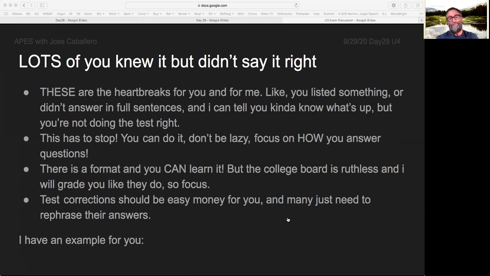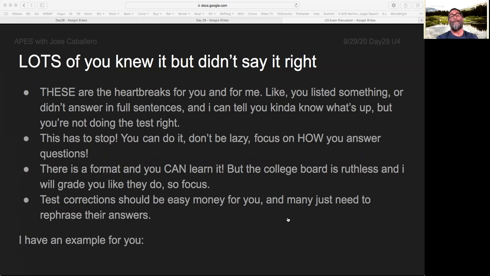Lots of you kind of knew it and you just didn't say it right. This is really heartbreaking for you and for me. Like, you give a list, but it's looking for full sentences. I could tell you knew it, but you just didn't say it right, so 0 points. You got to stop. Please don't be lazy. Please focus on how you answer your questions. You have to take this more seriously because at least for these students, I could tell you knew it. There's no charity in the College Board, and they've trained me not to be charitable with you.